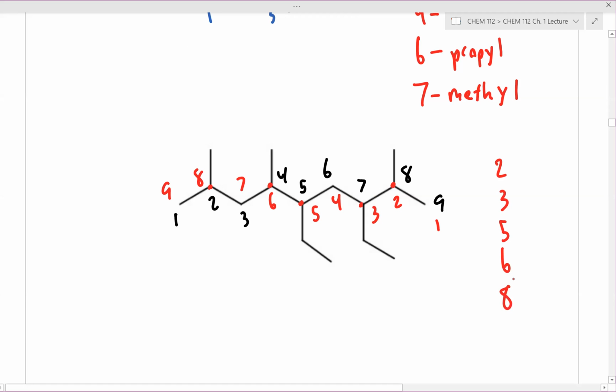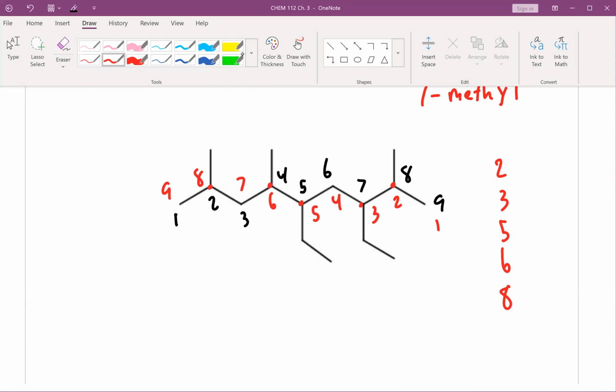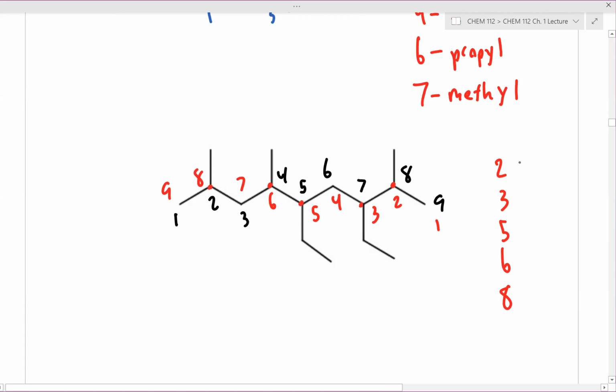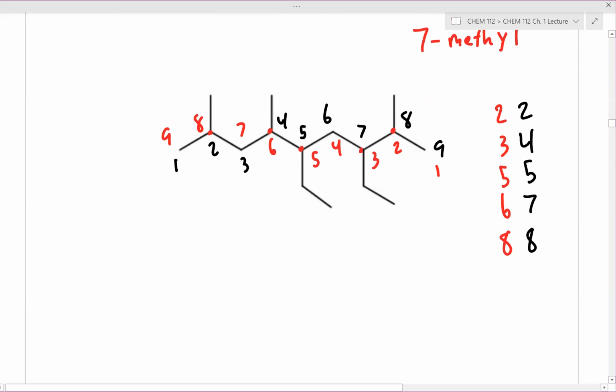Okay, let's write out each of our substituents in our other color. So we have 2, then what's the next number? 4, yep. What's the next number? 5. What's the next number? 7. What's the next number? 8. Okay, perfect. So we have 2, 4, 5, 7, 8. So with that said, where do we see the smallest numbers from start to finish? In red or in black?